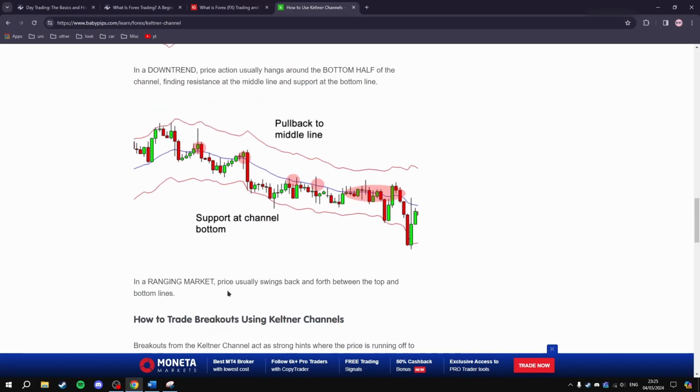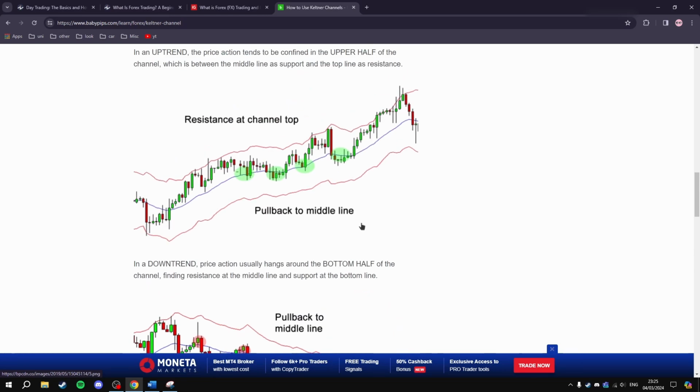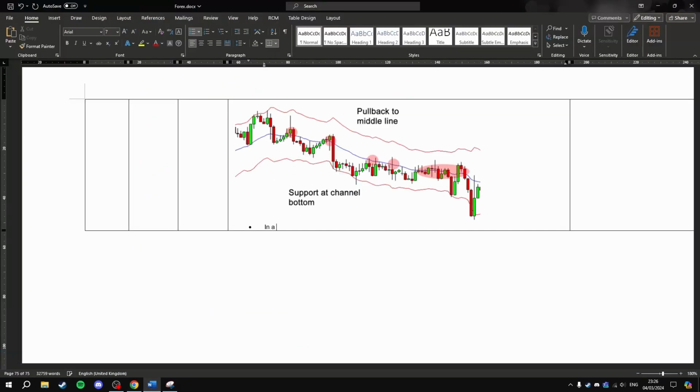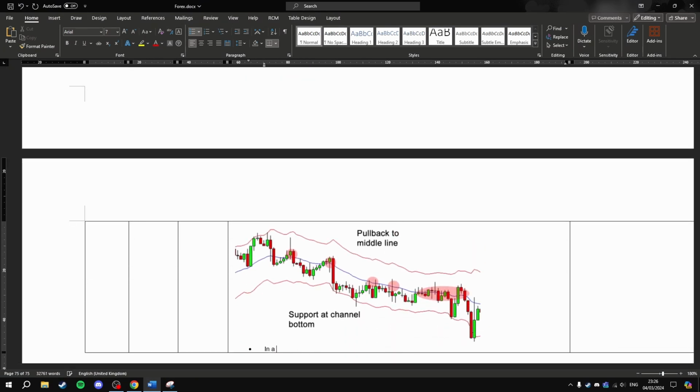In a ranging market, price usually swings back and forth between the top and bottom line. So it usually goes like that, probably. Right, okay, so in a trendless, ranging market, price usually swings back and forth between the top and bottom lines.